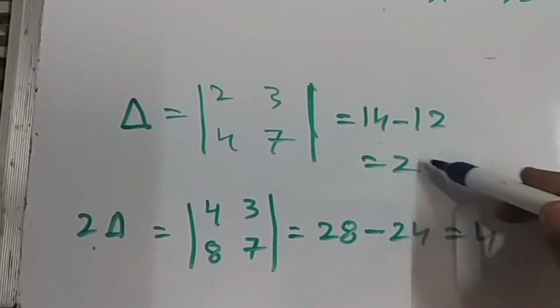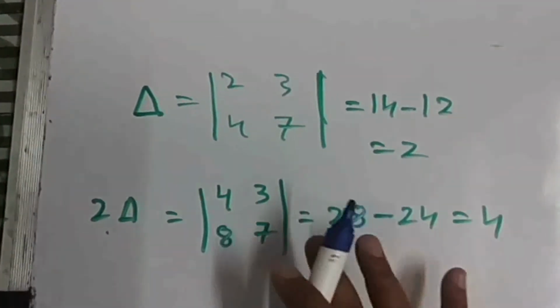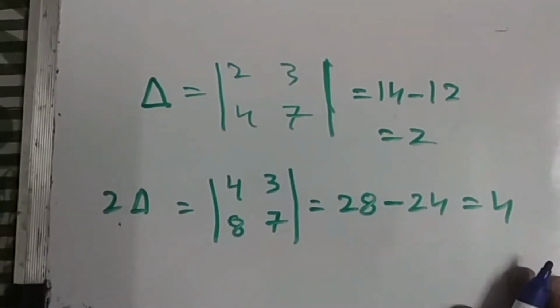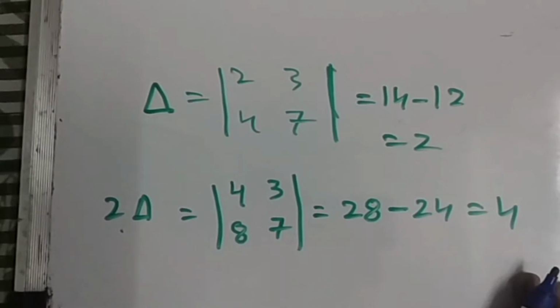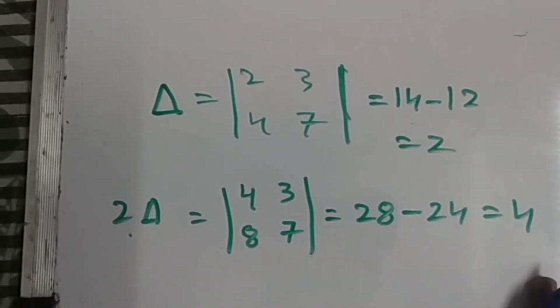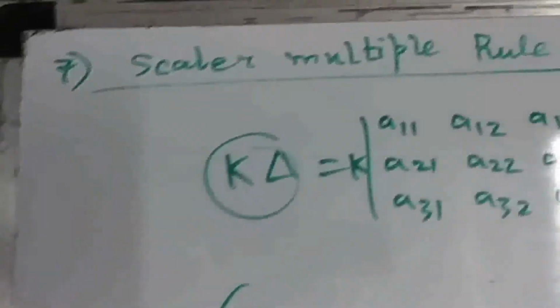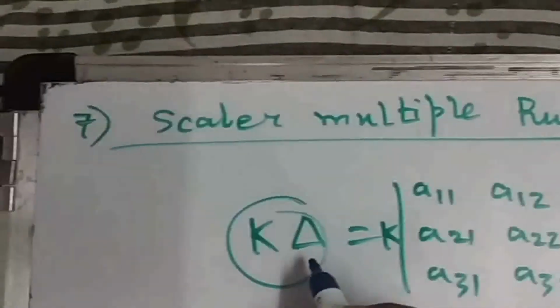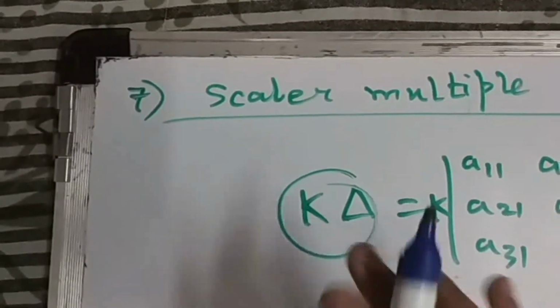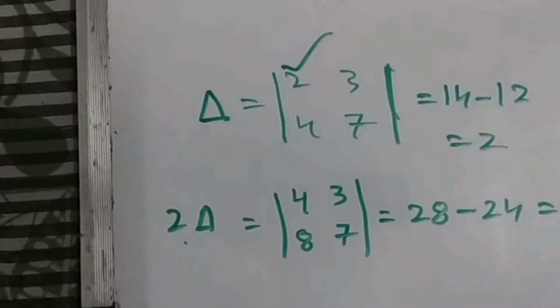The same thing follows for a 3 by 3 determinant. Here I have multiplied in the first column. For 3 by 3, if it was del, after multiplying it will be k times del. Now again look at this one.